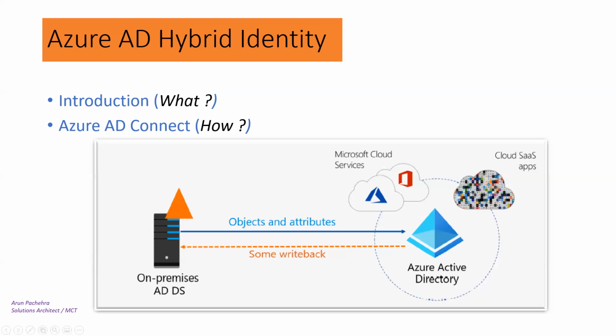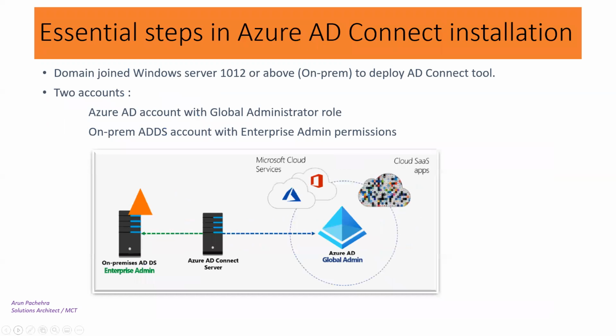All right, so let's see what the essential steps are for the installation of Azure AD Connect. As we said during the introduction of Azure AD, we need to prepare a domain-joined Windows Server 2012, oh, my mistake, it's not 1012, it's 2012 or above, on-prem. Only then can we deploy the Azure AD Connect tool.